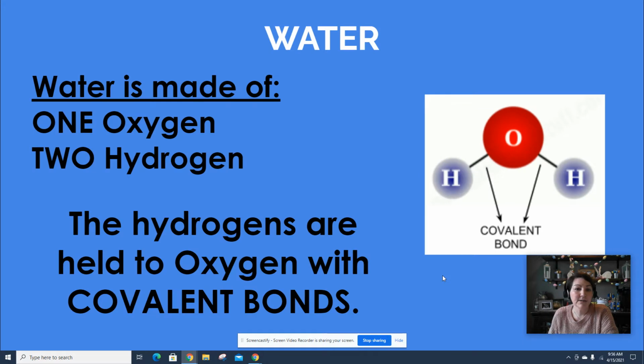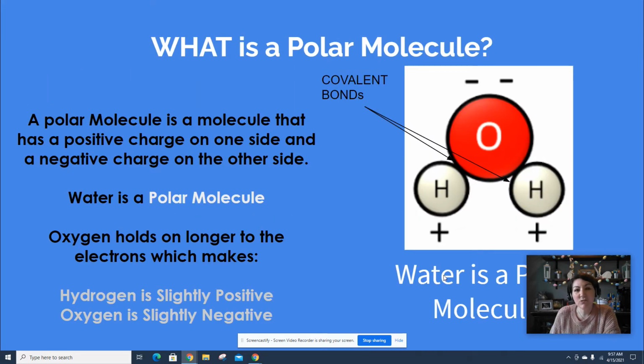So water is a molecule made out of one oxygen and two hydrogen that are covalently bonded together, just meaning that the electrons are being shared between the oxygen and the hydrogen. Now, they don't share evenly, so they share unfairly. And so, because of this, oxygen takes on a slightly negative charge and hydrogen takes on a slightly positive charge. So, we call this a polar molecule, meaning it has opposite side charges.